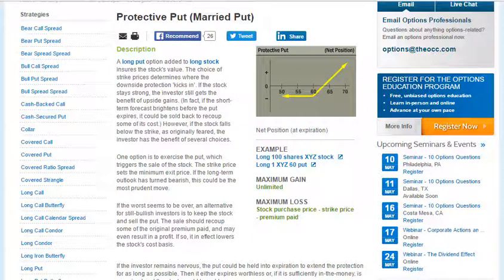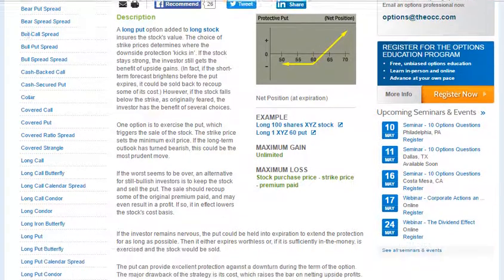One option is to exercise the put, which triggers the sale of the stock. The stock price sets the minimum exit price. If the long-term outlook has turned bearish, this could be the most prudent move. If the worst seems to be over, though, an alternative for still bullish investors is to keep the stock and sell the put. This sale should recoup some of the original premium paid and may even result in a profit. If so, it lowers the stock's cost basis.